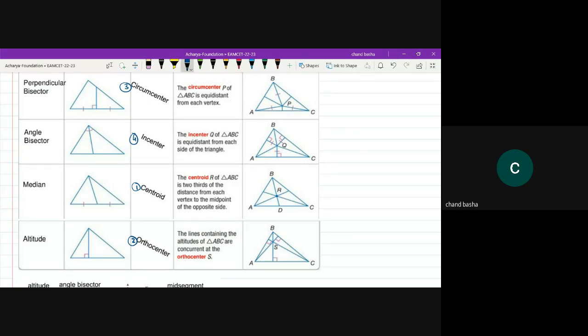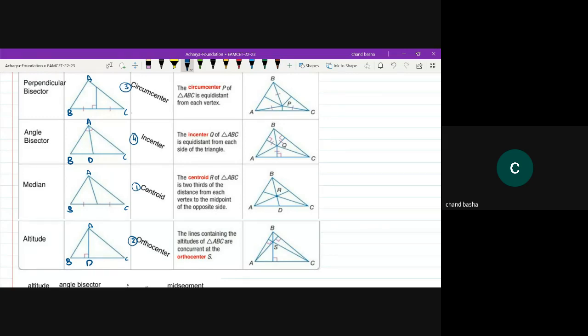What is the first pointer? That is the median. The vertices ABC will be given for all the triangles, and here D will be there. Next, here ABC. Next it should be D. I have to fill the diagram. ABC.